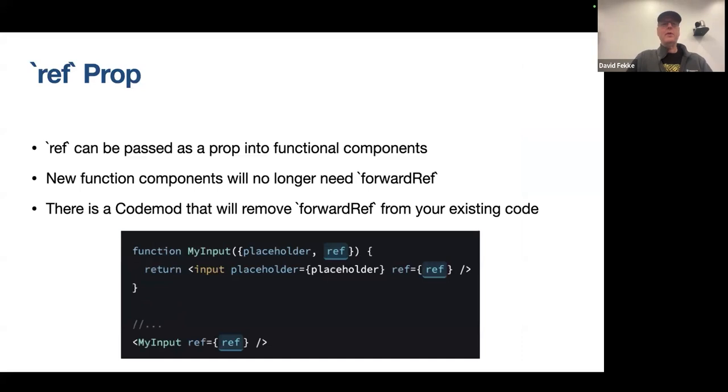Something else I talked about a little bit earlier is the ref prop. Now ref is officially an attribute that can be passed into a component. This eliminates the need for having to use forwardRef. There's also a codemod that'll help you go through and remove all of your forwardRefs from your code. But like I said before, create a new branch before you do that.